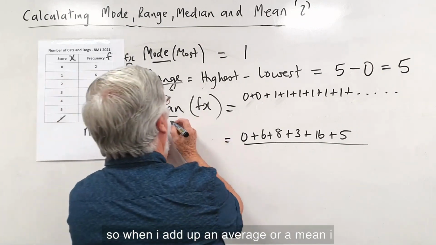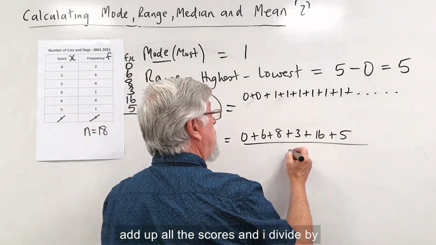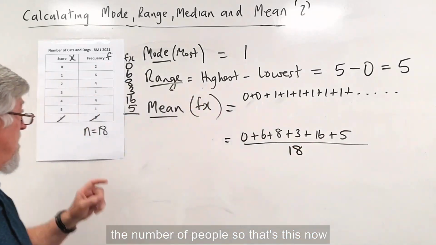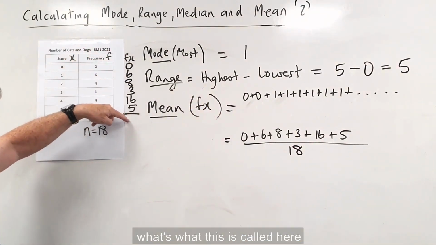So when I add up an average or a mean, I add up all the scores and I divide by the number of people. Now watch what this is called here.